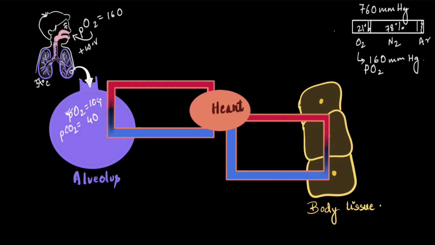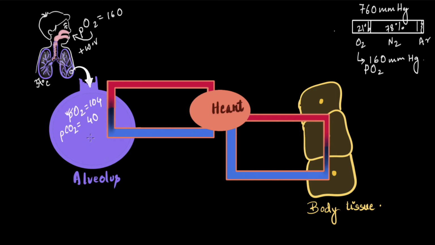Okay? So we can accept the changed partial pressure of oxygen, right? Water vapor is a cause. But what about carbon dioxide? Water vapor definitely is not contributing to the increased carbon dioxide pressure in the alveolus, right?